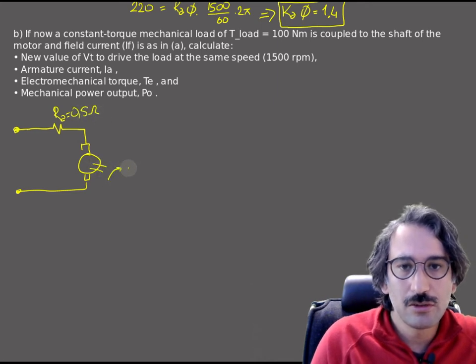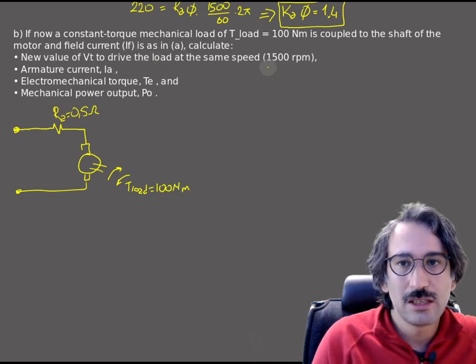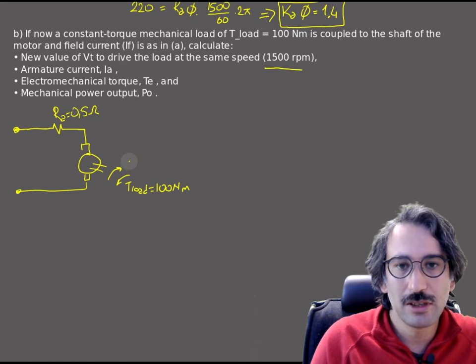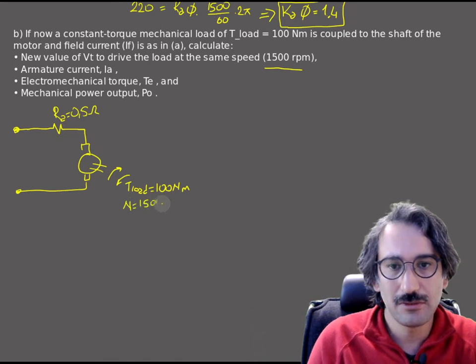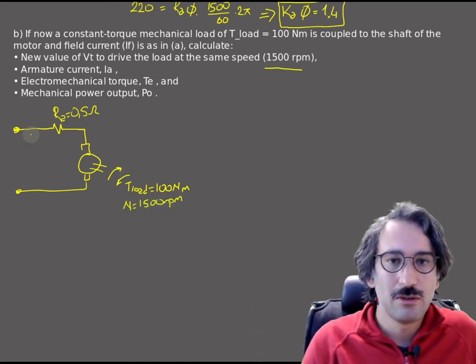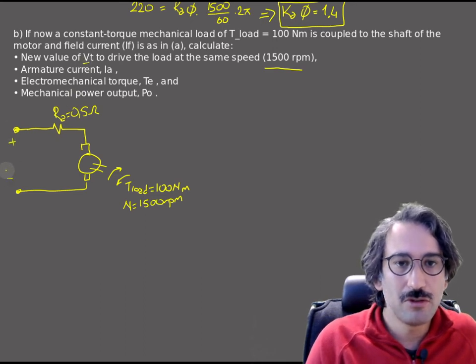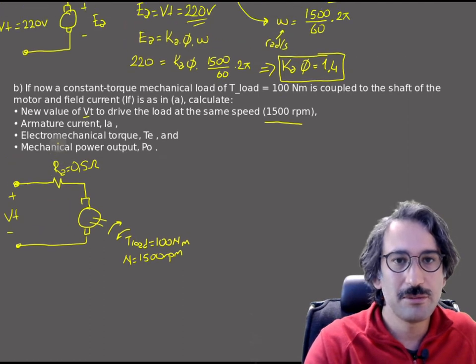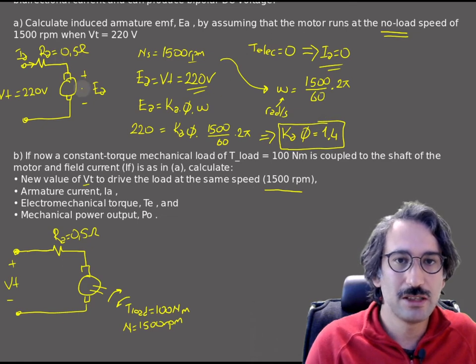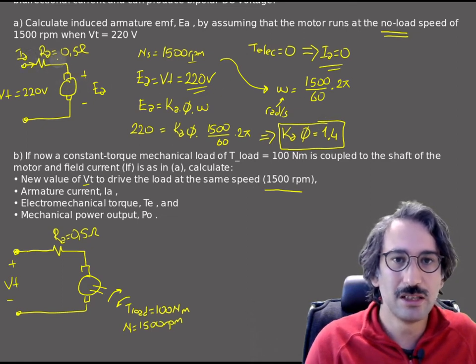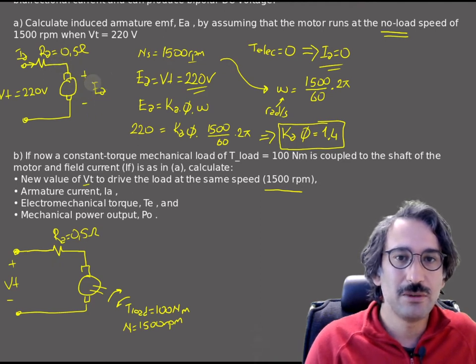And now suddenly I have a T load of 100 Newton meter, and I want to keep the speed omega at 1500 RPM. So what should be the new value of terminal voltage? Obviously, if I just keep the same terminal voltage, whenever there is some load, there will be some current, and whenever there is some current, there will be some voltage drop, and the EA will be smaller, and a smaller EA will result in a slower machine.